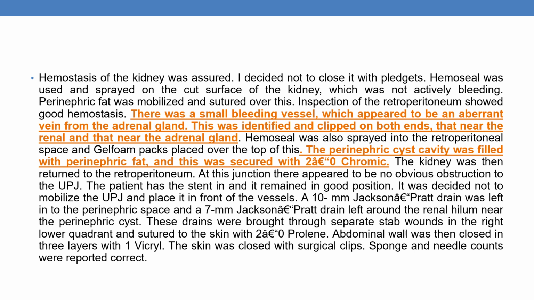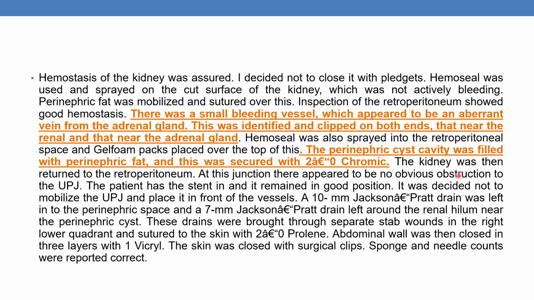I decided not to close the pledgets. Hemoseal was used and sprayed on the cut surface of the kidney, which was not actively bleeding. The perinephric fat was mobilized and sutured over this. Inspection of the retroperitoneum showed good hemostasis. There was a small bleeding vessel which appeared to be an aberrant vein from the adrenal gland, and this was identified and clipped on both ends, that near to the renal and that near to the adrenal gland. Hemoseal was also sprayed into the retroperitoneal space and Gelfoam packs were placed over the top of this.